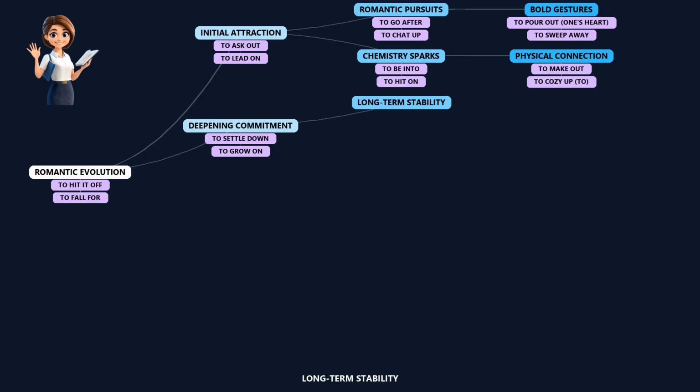Long-term stability. Long-term stability is a core part of deepening commitment where partners promise to stand by each other and stick together through hard times. This means staying loyal and supportive no matter what happens in life.